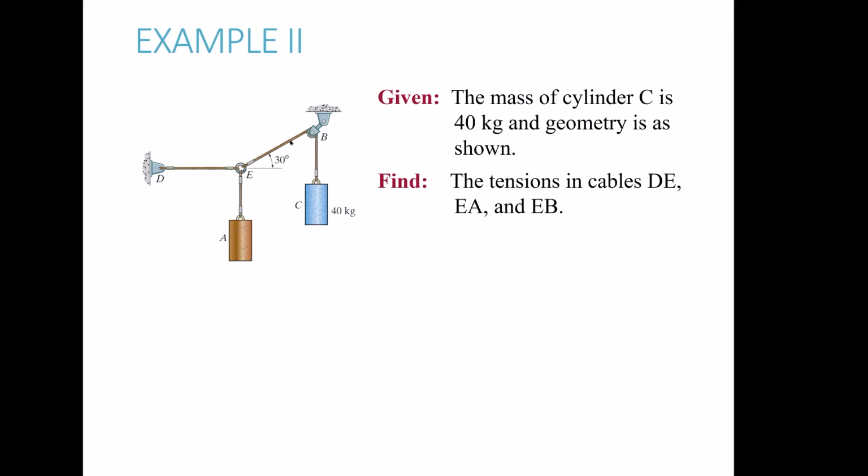And what we recognize here is that this is all the same cable, so we know the tension in this cable is going to be 40 kilograms times 9.81 meters per second squared, which is a little less than 400 newtons. Okay, and we're looking for all the tensions in DE, EA, and EB. Well, EB is going to be pretty straightforward.